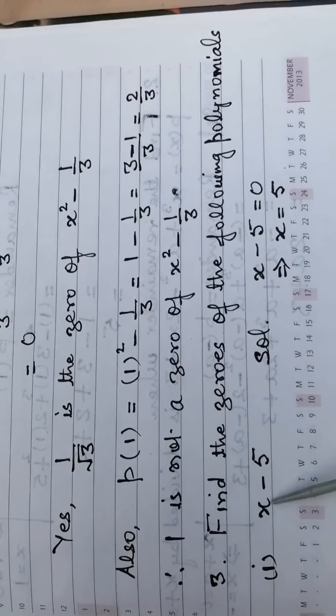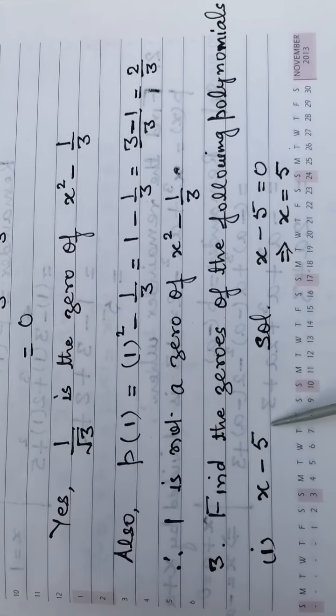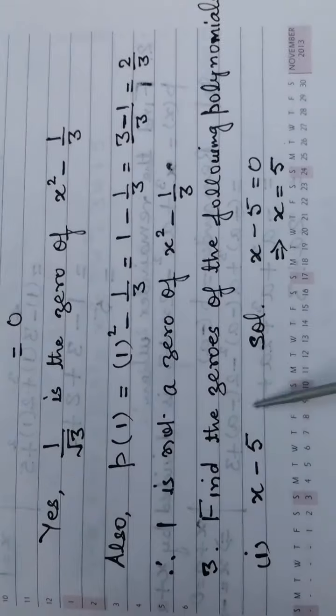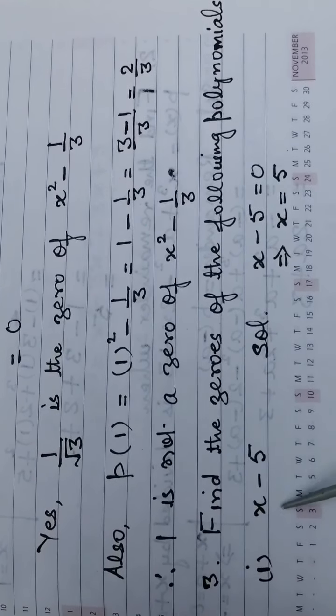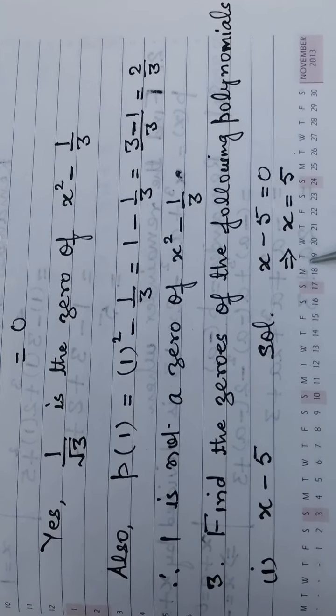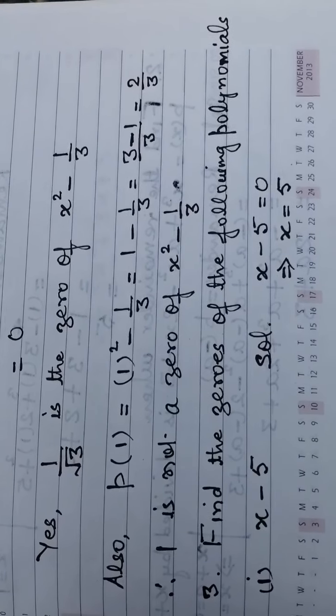Next question is: find the zeros of the polynomials. First part is x minus 5. Now whenever you have to find the 0 of a polynomial, put that polynomial equal to 0. So I take x minus 5 equal to 0. Transpose this 5 to that side. So you get x equal to 5. That means 5 is the 0 of this polynomial.